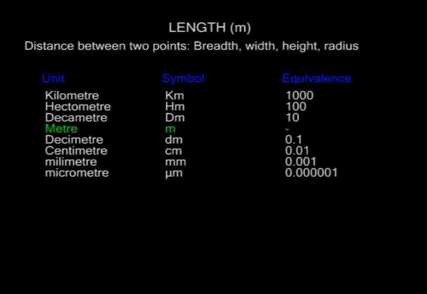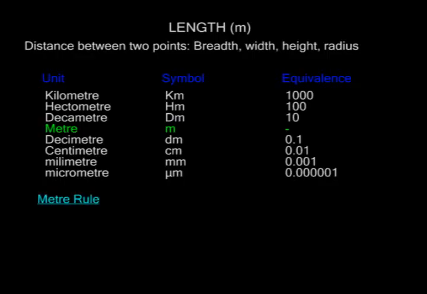Length can be measured by estimation or accurately by using a measuring instrument. There are various instruments for measuring length, and the choice of the instrument is determined by the level of accuracy desired and the size of the object which is to be measured. Some instruments used to measure length are the meter rule and the tape measure.